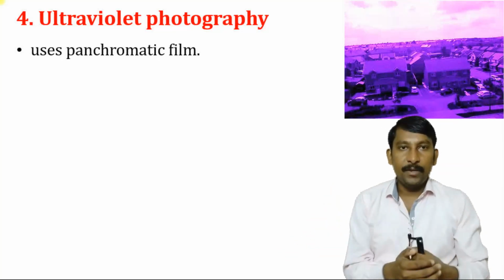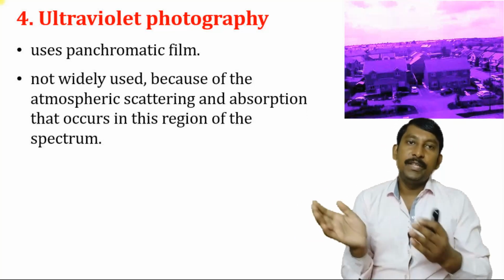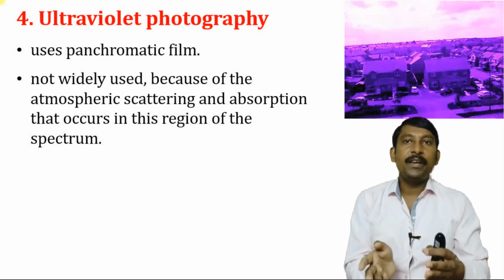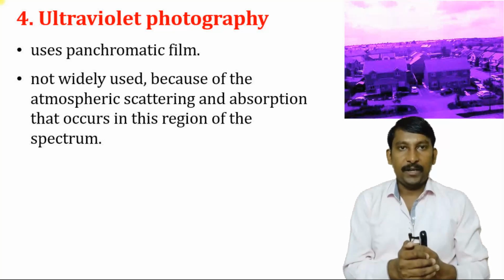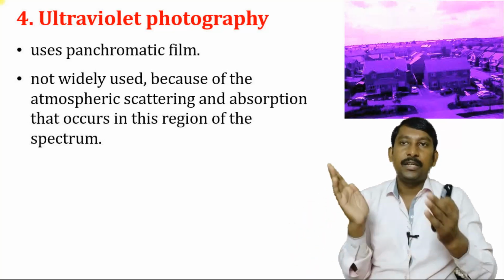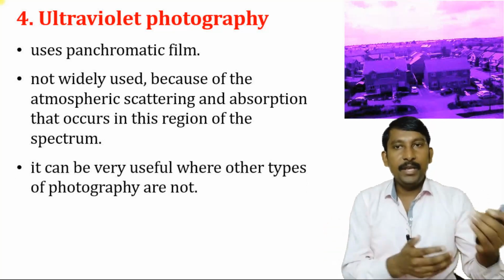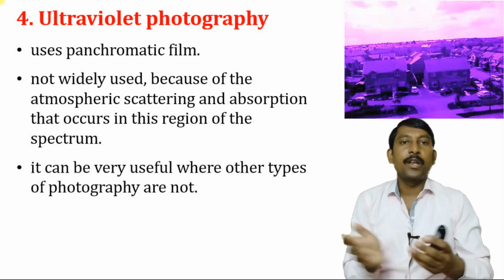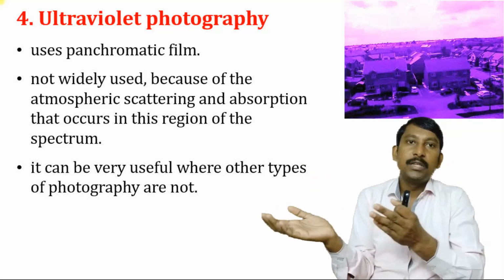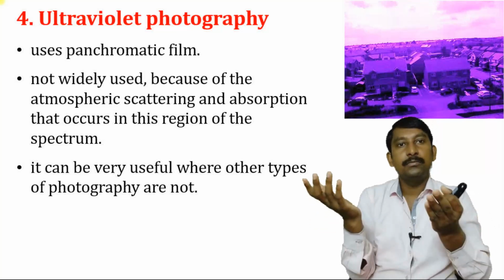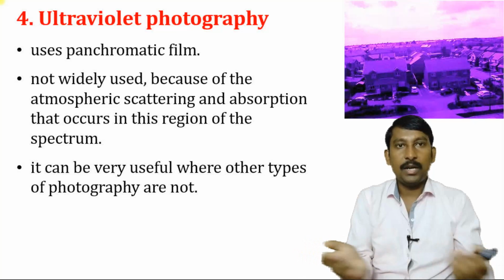Next, types of aerial photographs based on the film: the ultraviolet photographs. Panchromatic films are used in ultraviolet photography. These photographs are not widely used because of the atmospheric scattering and absorption that occur in this region of the spectrum. They can be very useful where other types of photographs are not useful, meaning where you cannot use color photographs or black and white photographs. In this case, you can use ultraviolet photographs.